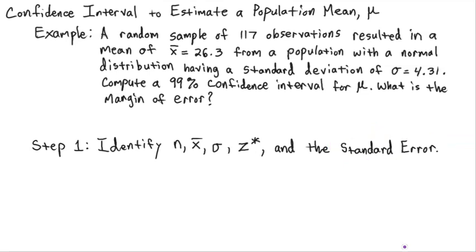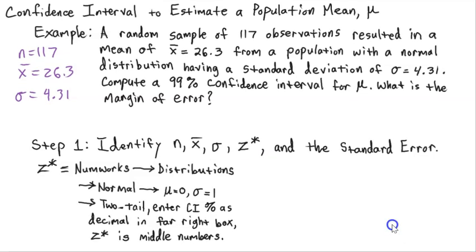Okay, so let's identify our n. n is 117. X bar is given to us. That's 26.3. Sigma is also given to us, over here it is 4.31. All right, and now let's see how we're going to identify z star.